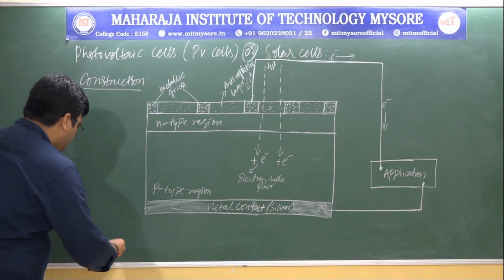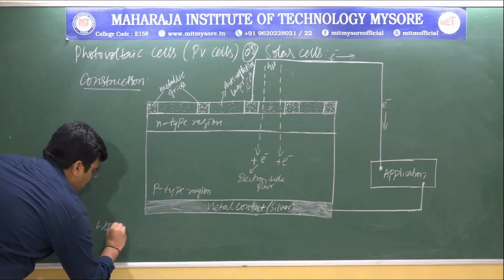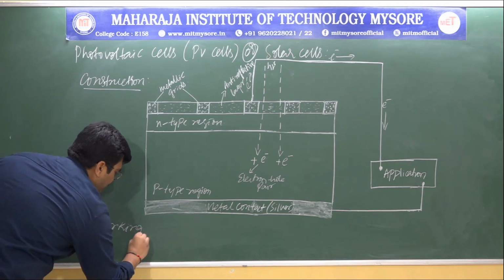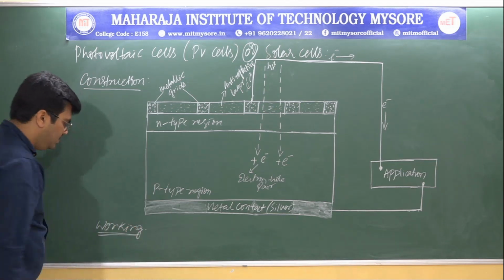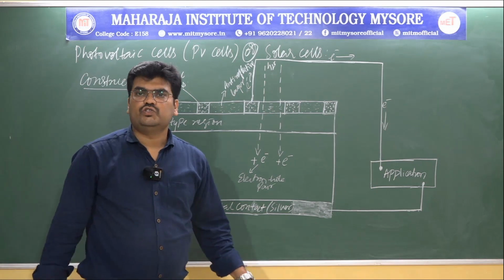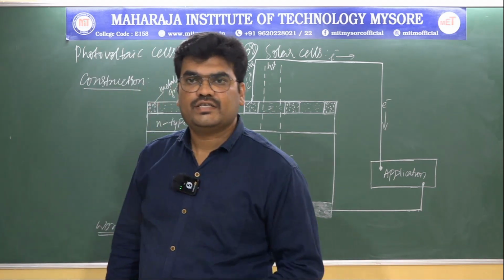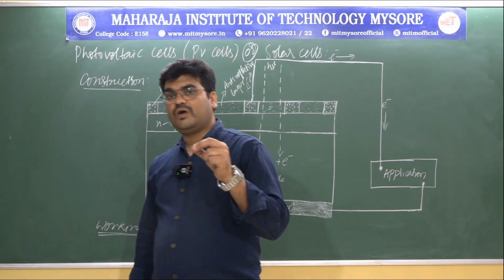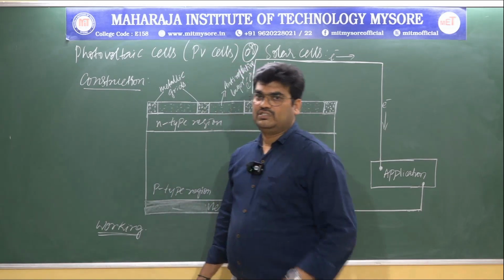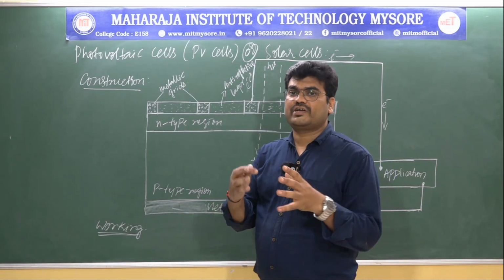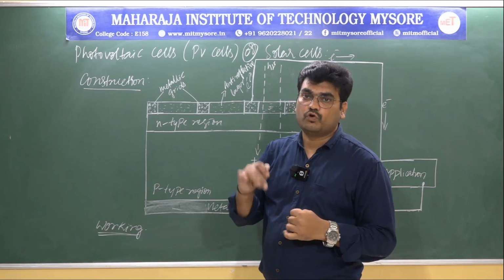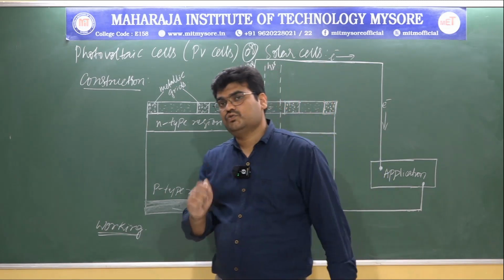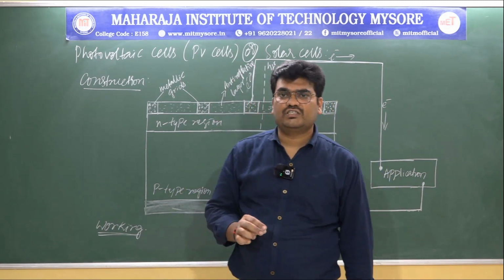Okay, so coming to working, here is how these solar cells are going to work. Sunlight is an electromagnetic radiation, right? It consists of particles called photons, discrete packets of energy called quanta or photons. Each photon is associated with a certain definite amount of energy.